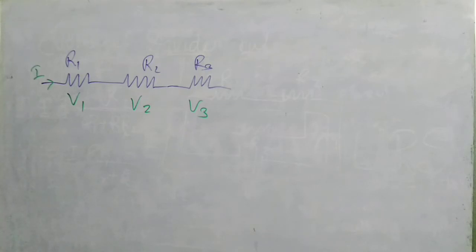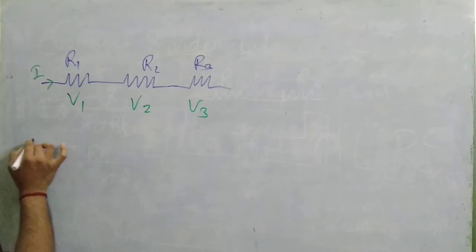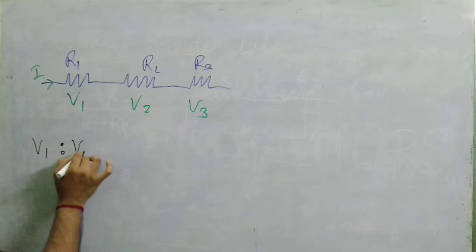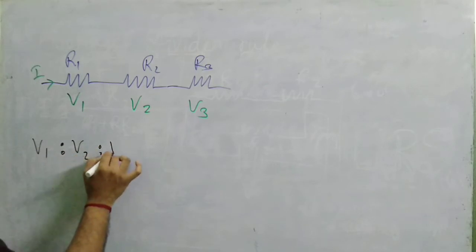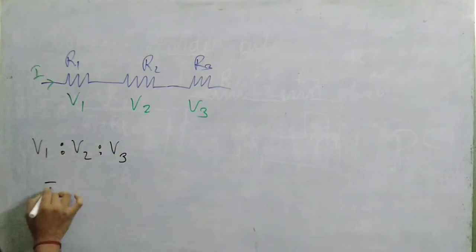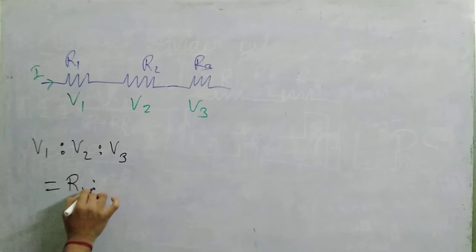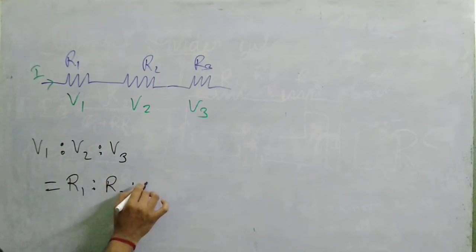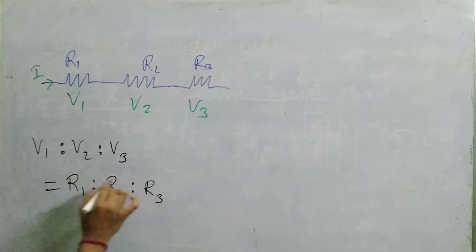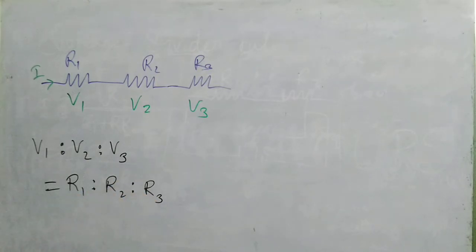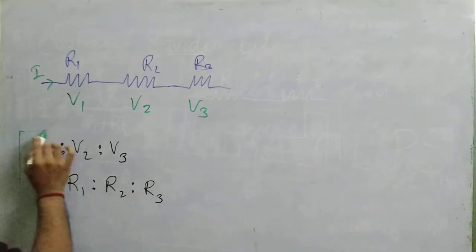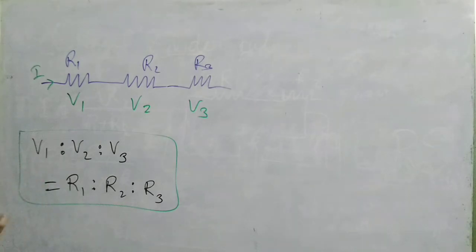Now, here the ratio of the voltages, that is V1 is to V2 is to V3, will be nothing but equal to the ratio of the resistances R1, R2, and R3. So remember this thing. This will be very helpful. This is a very simple logical concept, but is very helpful when you are solving problems.